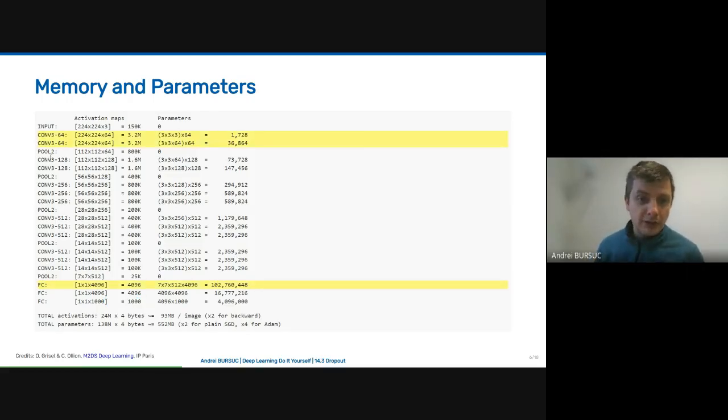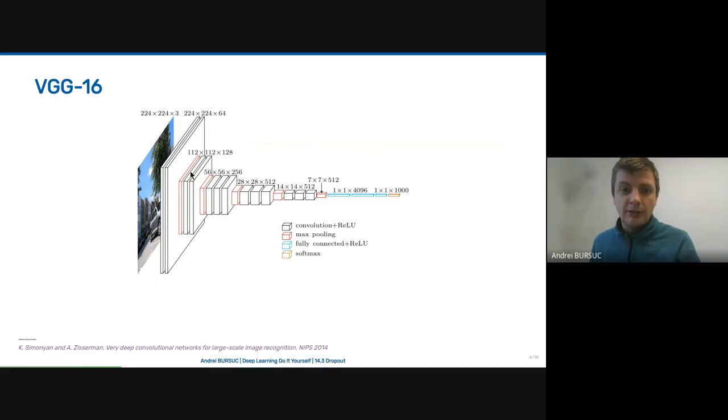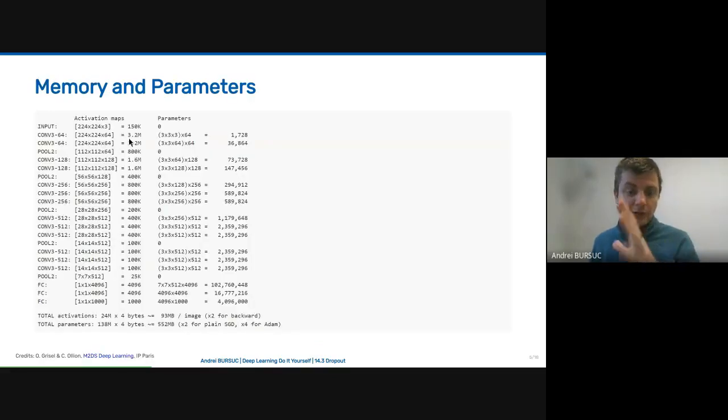What we can see here is that in the first layers, we have very few parameters, right? We have just some filters practically. We have 36,000 parameters here, while we have big activation maps. We are still at the beginning of the network, so the images are bigger and the activation maps are still big. This occupies quite a bit of space on the GPU.